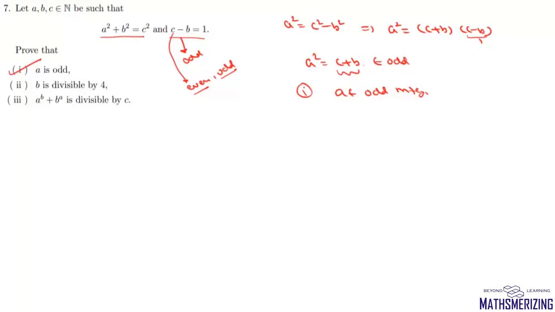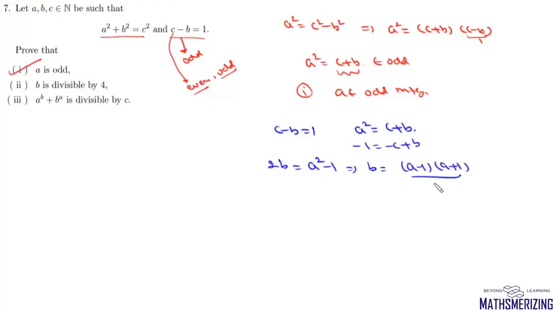Now in the second part, we need to prove that b is divisible by 4. So now we have two results. c minus b is equal to 1 and a square equals c plus b. Now what we'll do is we'll subtract the first from the second. So it'll be minus 1 and it'll be minus c plus b. So we can write 2b equals a square minus 1. We'll write this b as a minus 1 times a plus 1 upon 2.